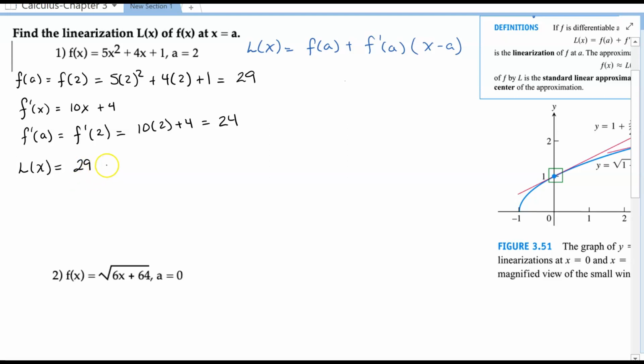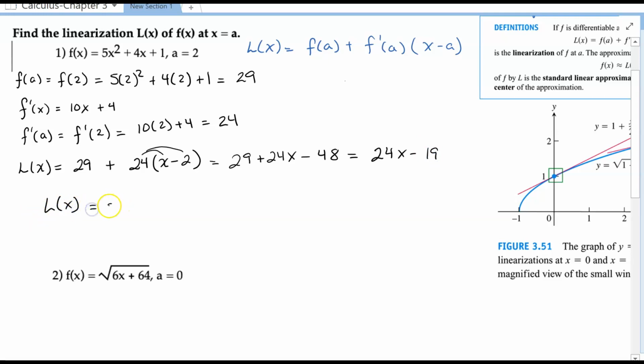Plus, and then I'm going to take my f prime of a, which I found right in the previous step to be 24 times x minus a, and a again was 2. And so I plug that in there, and this is basically my linearization, but of course I can simplify a little bit. So what does it look like? 29 plus 24x minus 48. That all simplifies to 24x minus, what is that, 19. So my linearization, L of x, equals 24x minus 19.